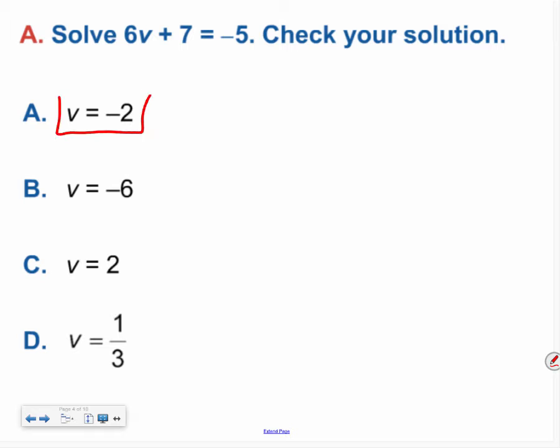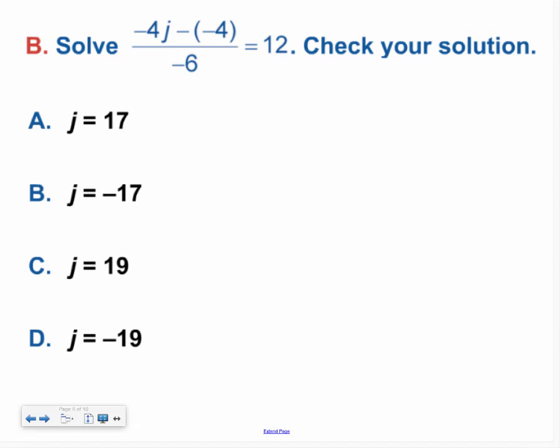Hopefully you ended up with v equals negative 2. If not, be sure to ask for some help or go back and look through your work to see where you maybe accidentally multiplied instead of divided and things like that. Try this next one.